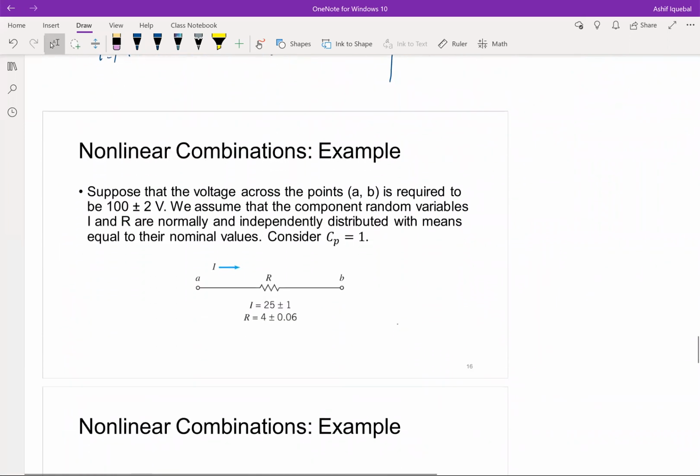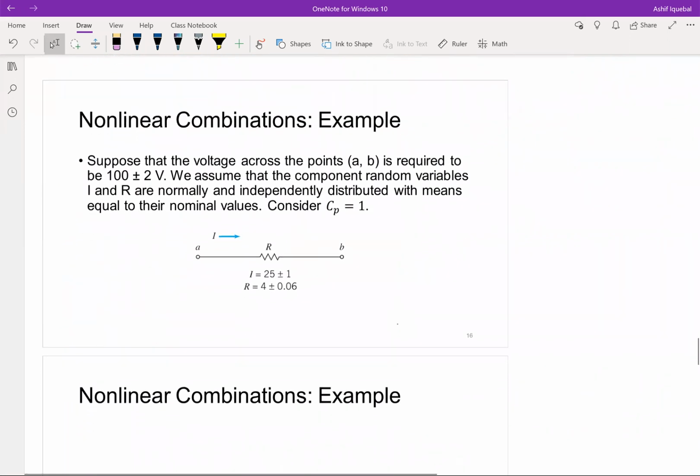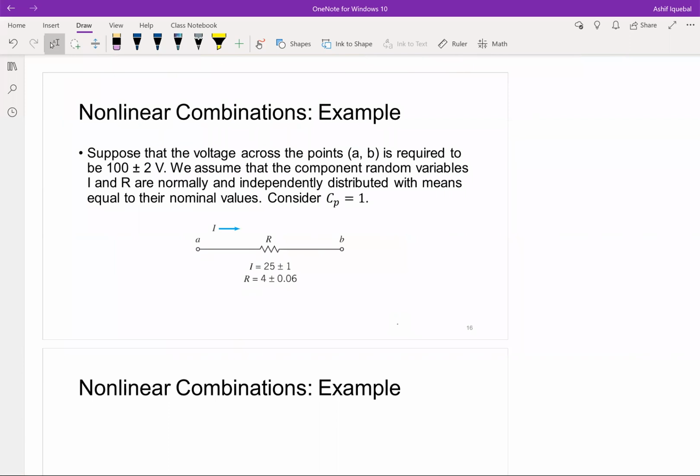Okay, so let's use an example to understand how we can do the calculations. The question here is, suppose that the voltage across the points A and B is required to be 100 plus minus 2 volts. Whenever it says required to be, this means that someone is specifying limits, right? So we basically have our upper specification limit as 102 and the lower specification limit as 98, right?